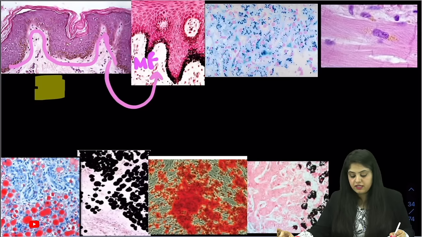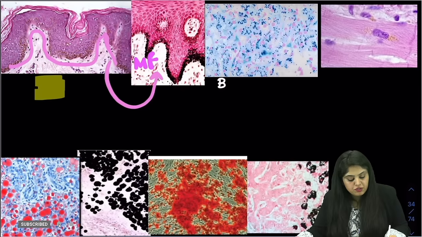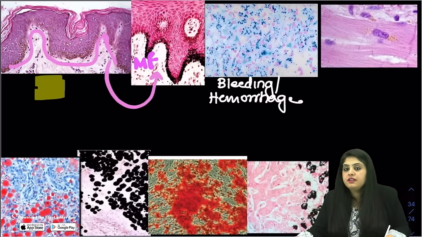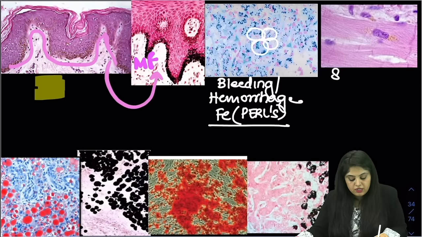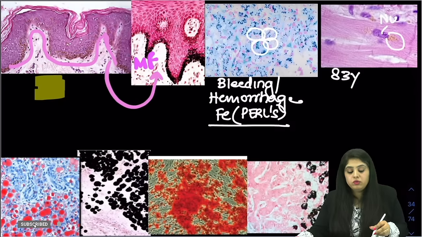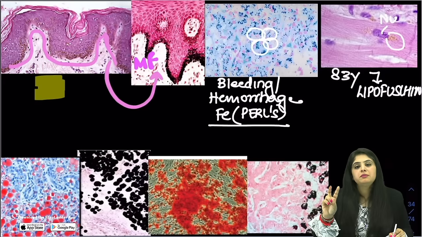After that, if you have a case of bleeding, a history of bleeding given, a history of hemorrhage, hematoma, all that is given, you will think of iron. For iron, what is the stain? This must have been the Perls or the Prussian blue stain that is mentioned. So you can see the blue color, Prussian blue. Next, they give you an 83-year-old person and you can see perinuclear pigment. This is the nucleus and around the nucleus. So this is a case of lipofuscin. Old person with perinuclear pigment, no other option.